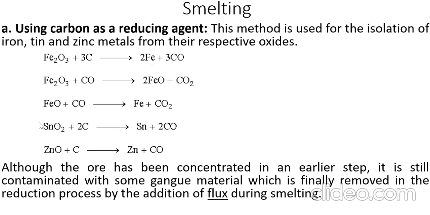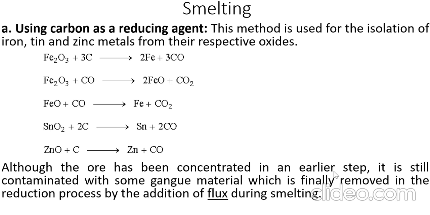And when you have tin oxide, it means here is the ore. Tin oxide is the ore. It can be reduced by carbon. Similarly, zinc oxide, a zinc ore that has been calcinated or roasted, can also be reduced by what? Carbon. So let's look at the concept of flux.